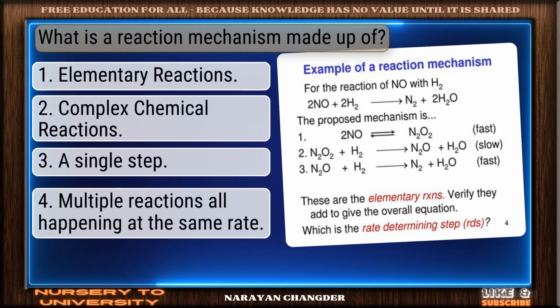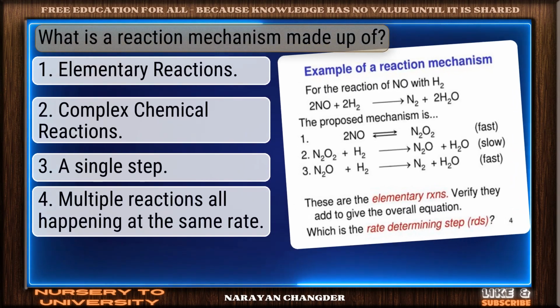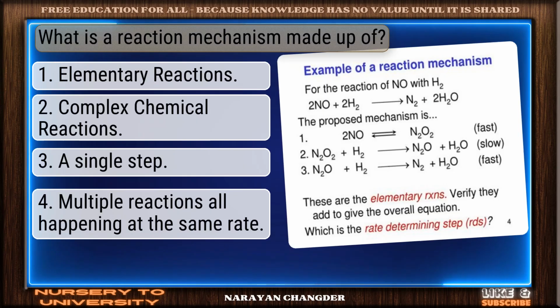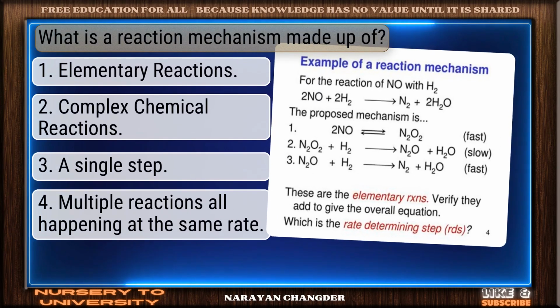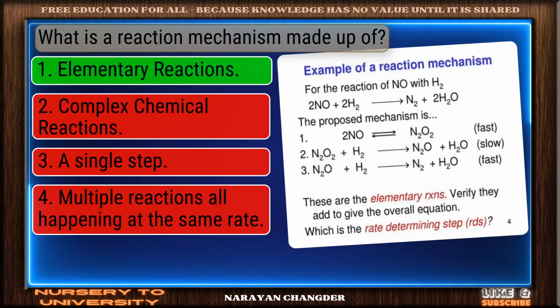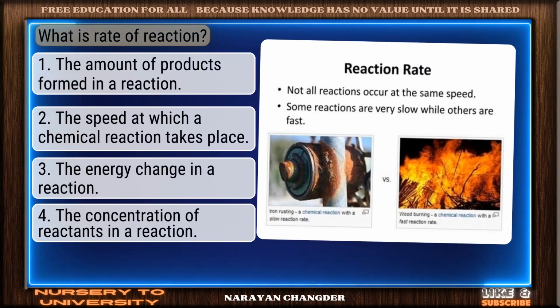Option 1, elementary reactions. Option 2, complex chemical reactions. Option 3, a single step. Option 4, multiple reactions all happening at the same rate. Spot on, elementary reactions. What is rate of reaction?